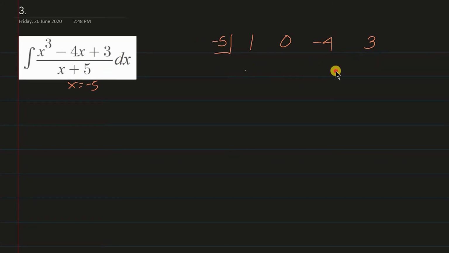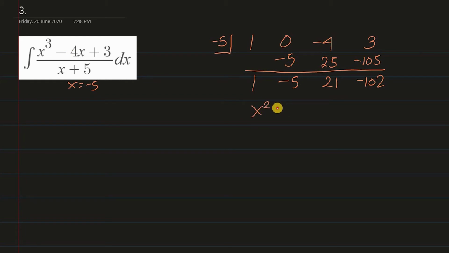Right, so let's do synthetic division. Ang pangit ng sulat ko. So, bring down 1, multiply, add, multiply ulit, add, multiply ulit, and then add. Since yung highest degree natin sa numerator is 3, ibaba lang natin yan ng isa, so magiging 2. So ito, 1x squared minus 5x plus 21 minus 102. And this negative 102 is our remainder. So, ilagay natin sa denominator yung dinivide natin, which is x plus 5.